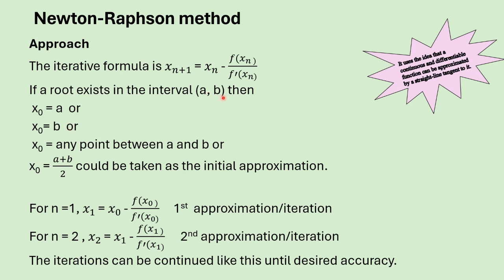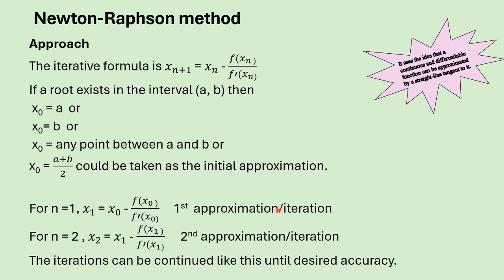Suppose you are taking n is equal to 1. Then it will become x1 is equal to x0, that is 1 less than this, minus f of x0 divided by the differentiation of this function, which is f dash of x0. So this is the first approximation. Next we have to iterate again.